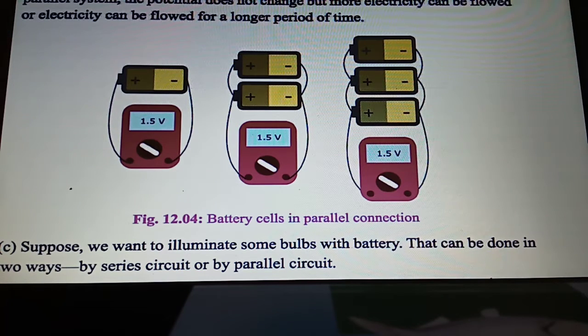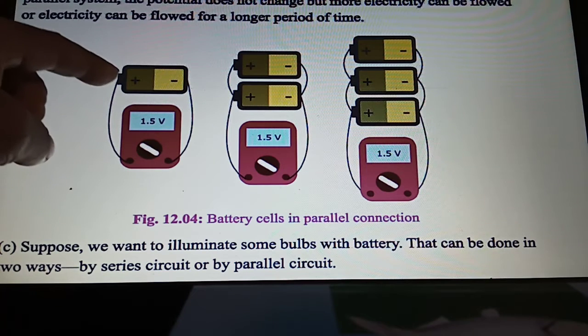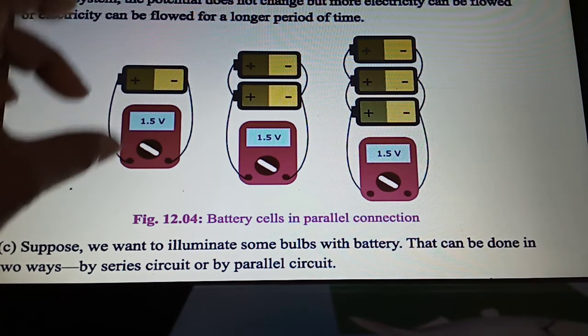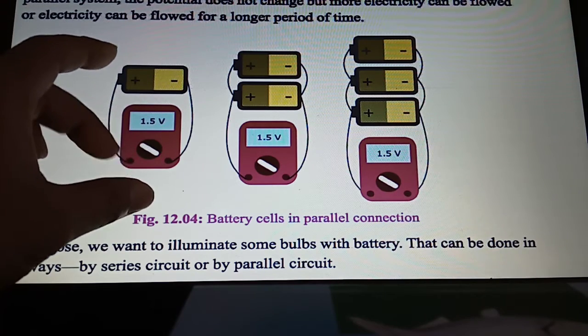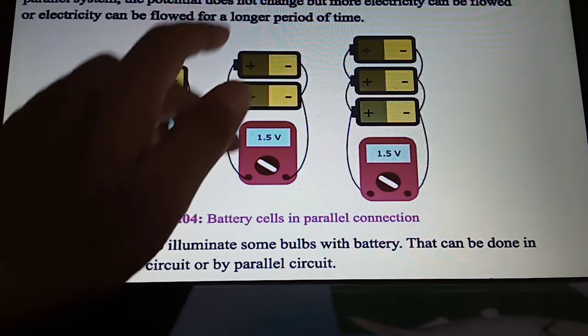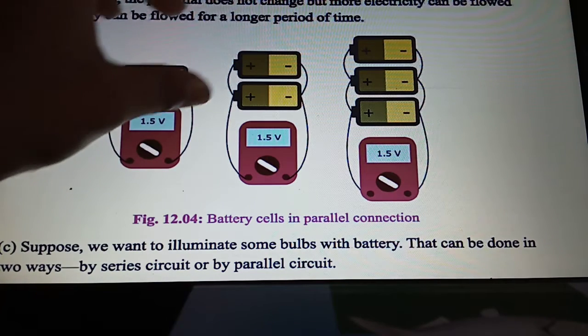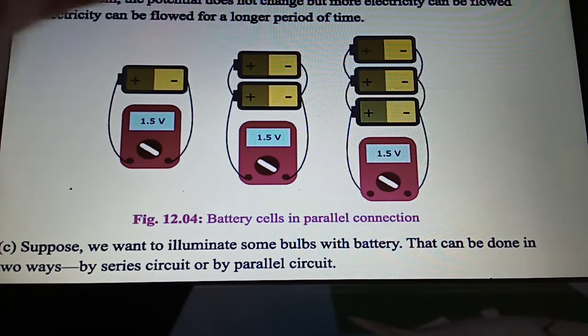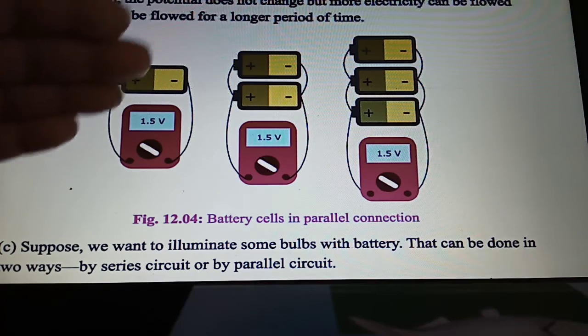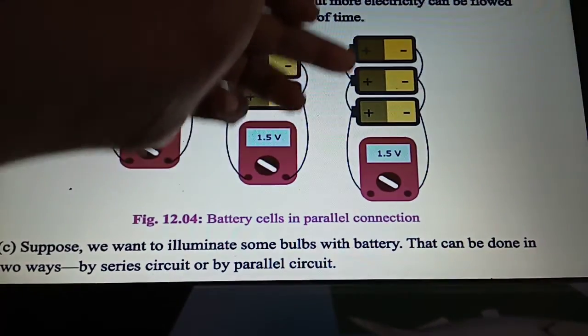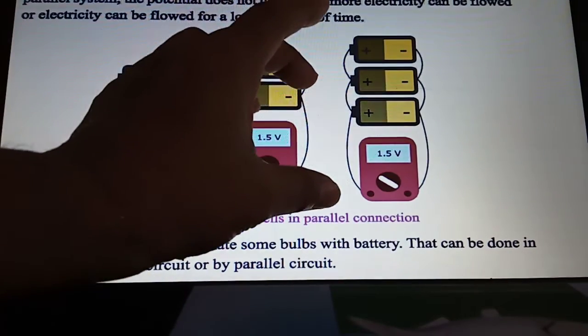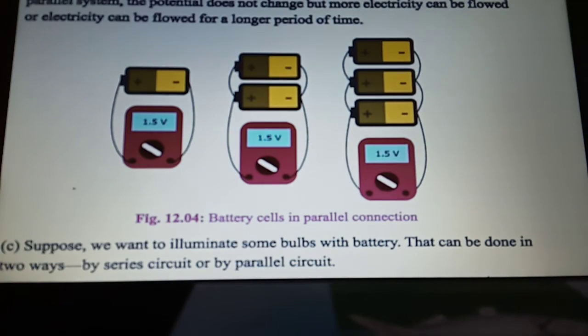See here, the cells are in parallel combination. So here one cell, the reading is 1.5 volt. That means it is providing 1.5 volt. When the two cells are in parallel, they are also giving 1.5 volt. Though we are adding one cell, we are not getting the voltage added. But you see here 3 cells in parallel combination. Here we are also getting 1.5 volt. That means if we connect the cells in parallel combination, we don't get the voltage added.